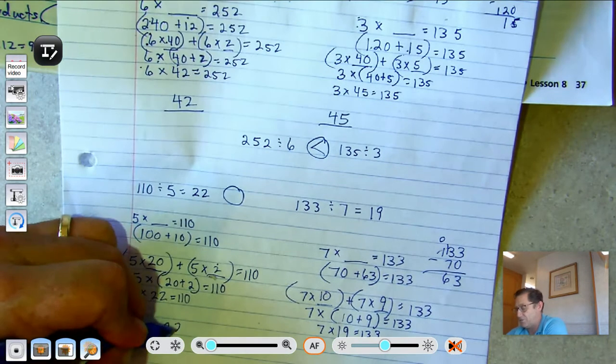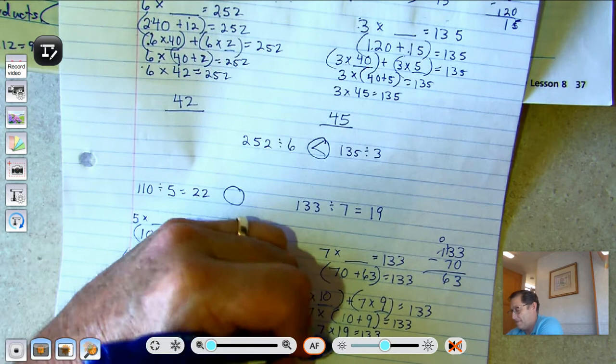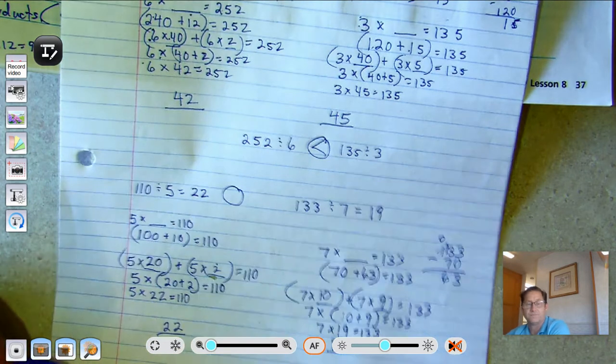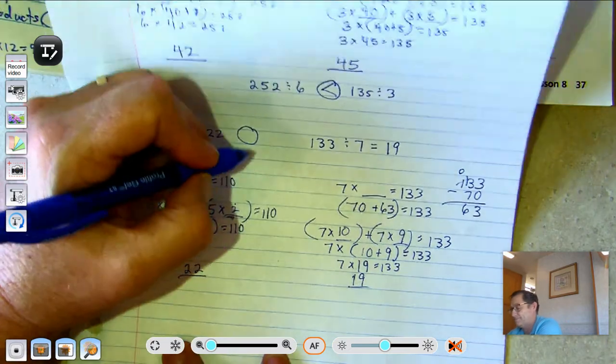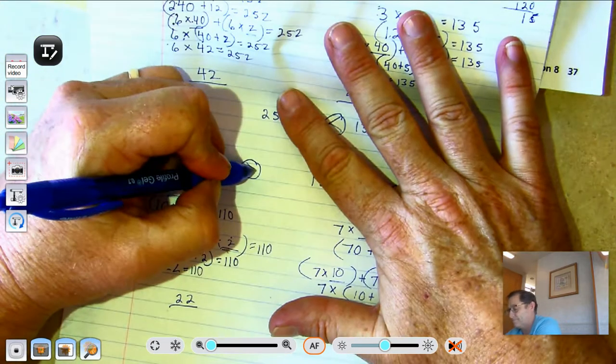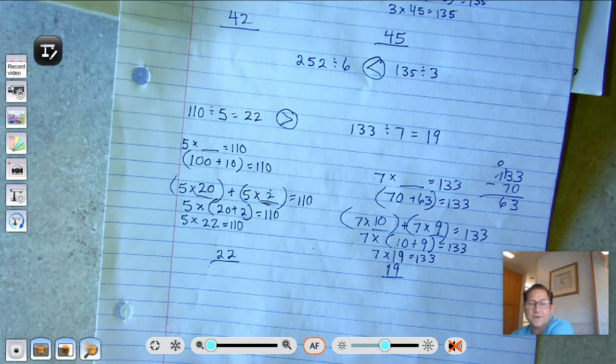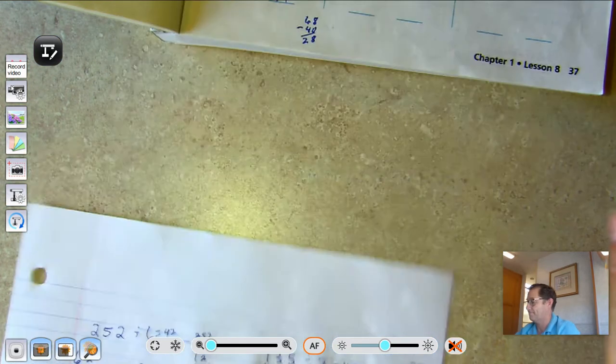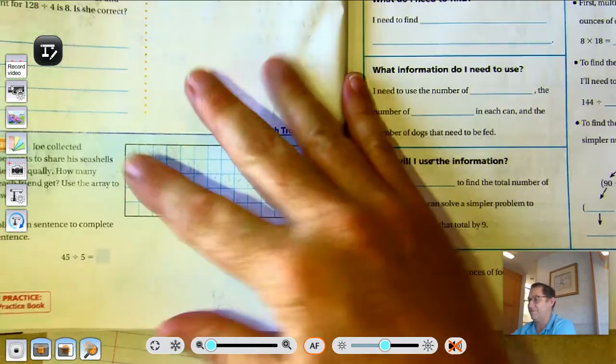So 22 is larger than 19. So 110 divided by 5 is greater than 133 divided by 7. All right, let's move on. Number 11.